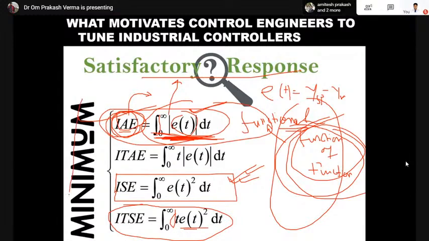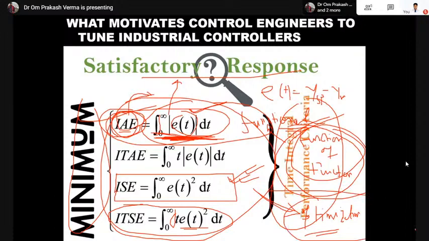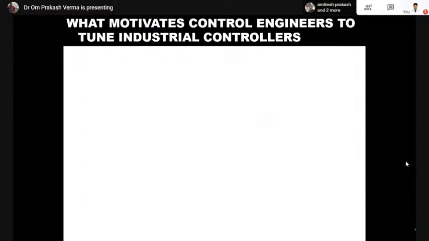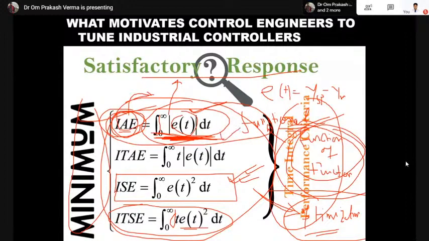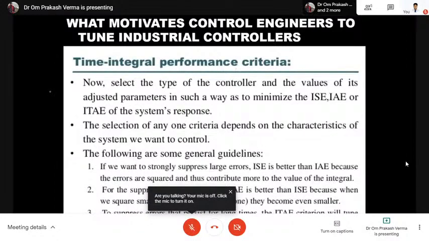Our target is to minimize this one, and I'm not going into the detail of this because then the problem becomes an optimization problem, which is a separate subject, that is optimal control. So I'm not going into this topic. Now, time integral performance criteria. The question is, at which time, for which type of problem, which type of criteria you have to choose. This is given here, the time integral performance criteria.